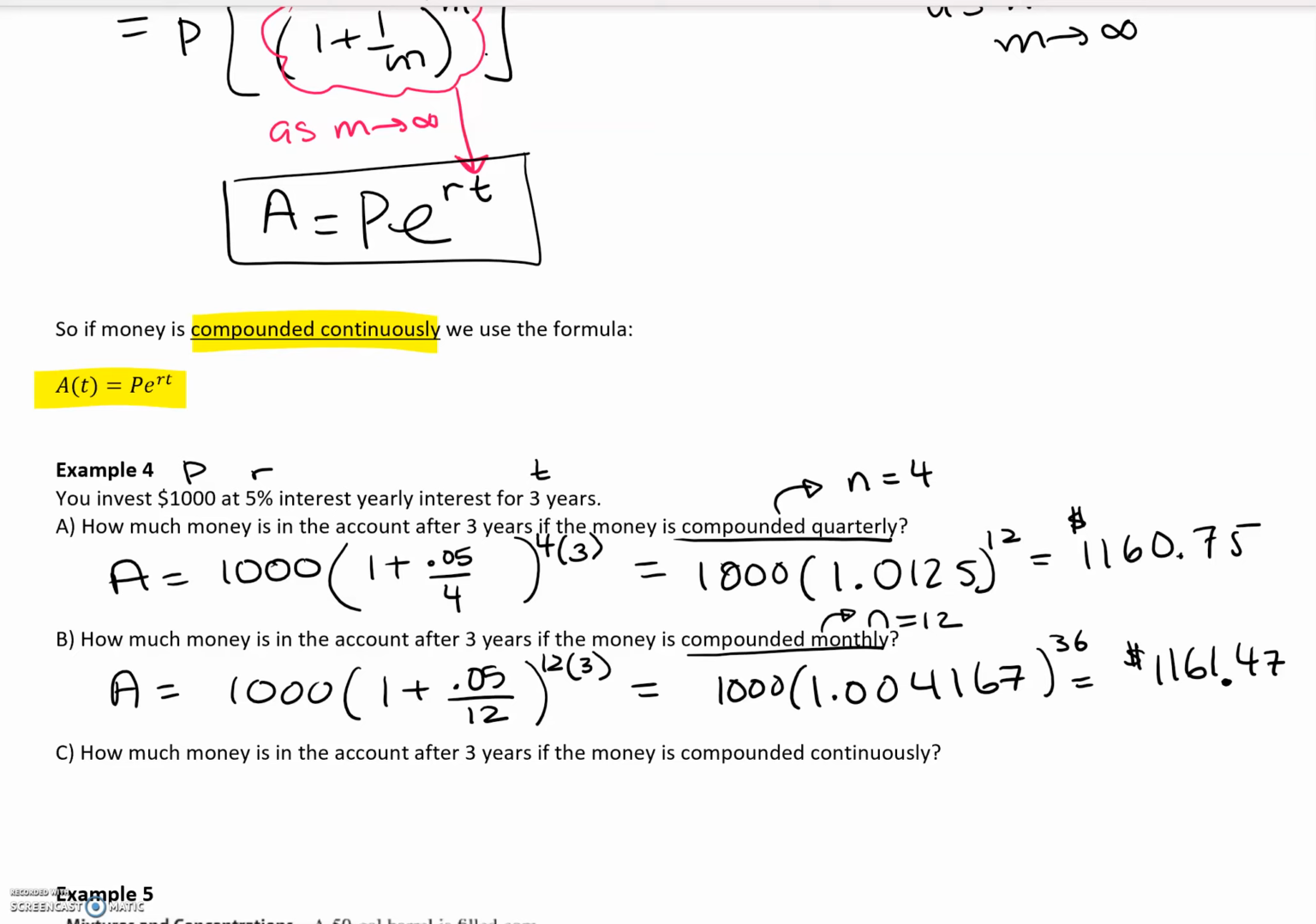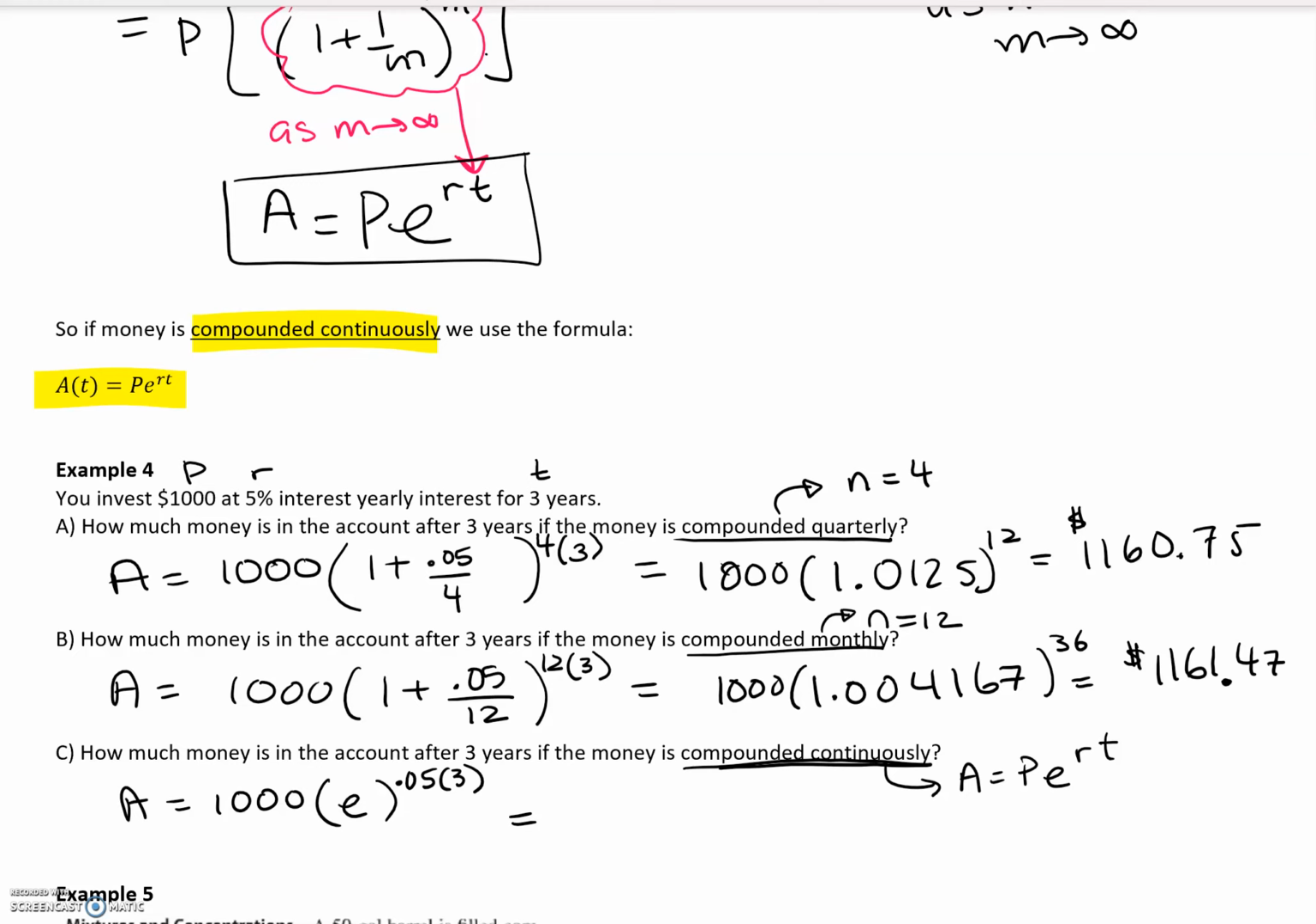Now part C says how much money is in the account after those same 3 years if it's compounded continuously. So when you see continuously, you're going to think p e to the rt, what we just showed. So all I need is the p value, the principal, which is 1,000. My base is going to be e. My r is 0.05 and t is 3 years. So I'm going to put that into my calculator.